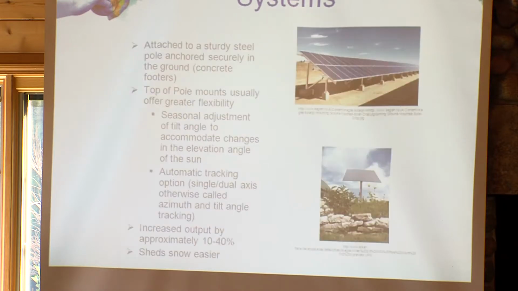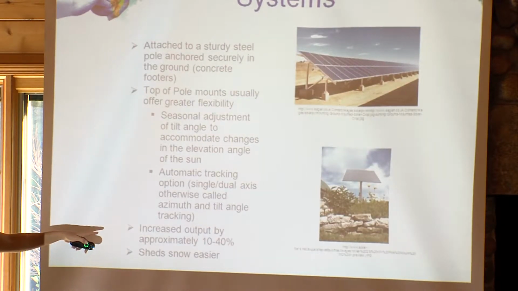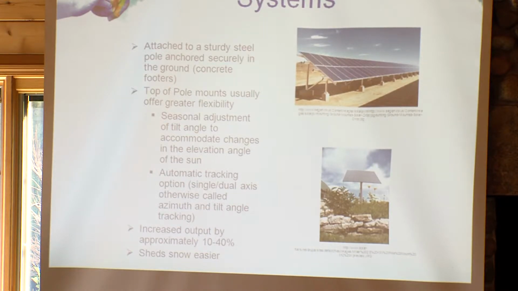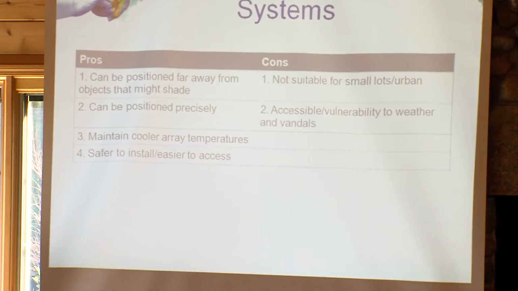Oh, I was just going to say this one last thing. It increases the output by approximately 10 to 40%. This is with the tracking, and it also sheds snow easier. And quite honestly, if you're afraid of heights, it's a great option. Sometimes the snow does accumulate on the solar panels, so you can take a nice light mop broom and just kind of assist the snow to fall off. Whereas on the roof, it might be a little more difficult.